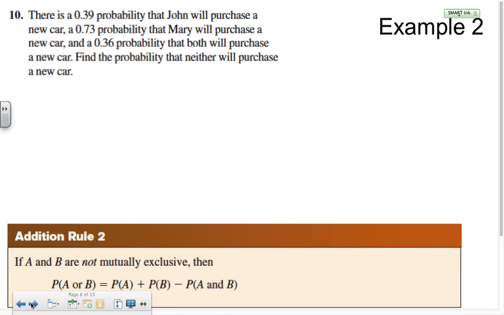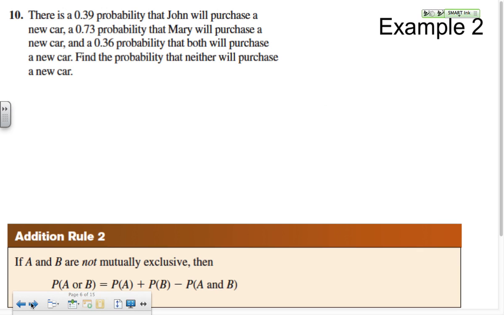So this is probability of events that are not mutually exclusive. There's a 39% probability that John will purchase a new car, a 73% probability that Mary will purchase a new car, and a 36% probability that neither will purchase a new car. This is like the example I did before, that it's neither. So we have to find the probability of it occurring, and then subtract it from 1.